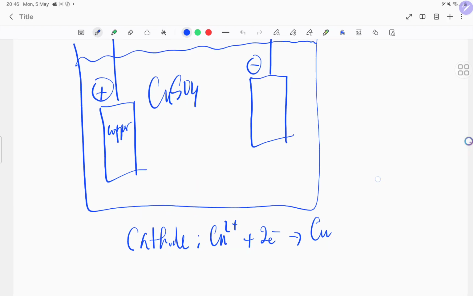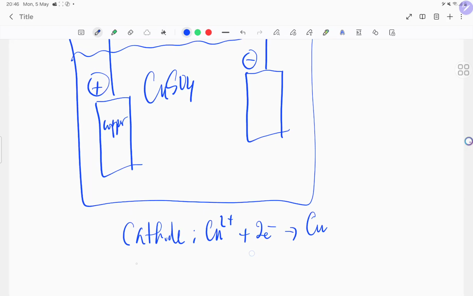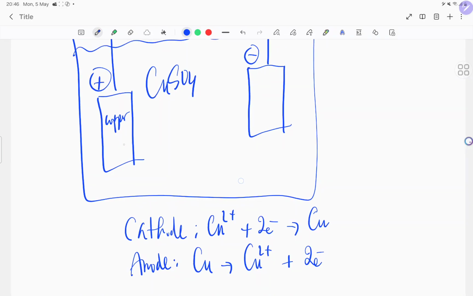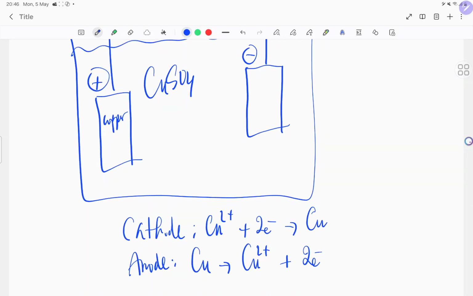Understand? But at the anode, the copper here will be oxidized to copper 2 plus and lose 2 electrons. So the copper here will dissolve into the solution and compensate for the loss of Cu2 plus. So there will be no change in the color of the solution.